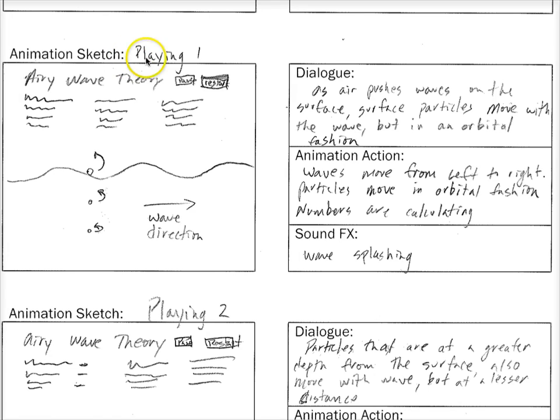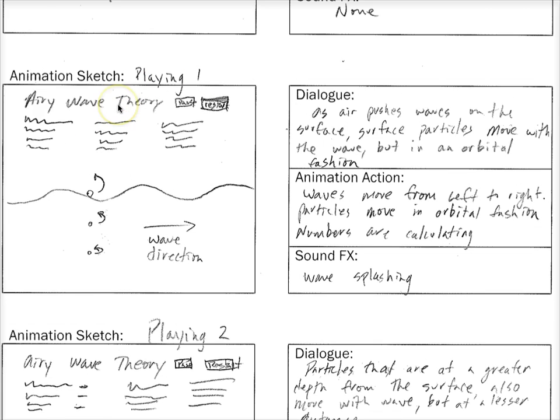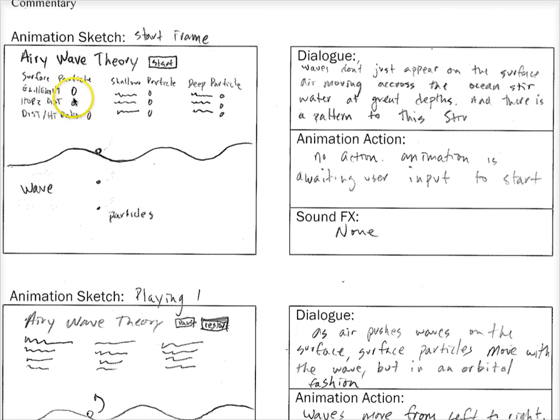I've labeled this one playing one. I've got the title up here, and you can see on the first frame I put greater detail into what all these texts will be. Here is ellipse height, horizontal distance, and distance to height ratio. In explaining Airy wave theory, all these three numbers are going to be important. And these numbers are going to update as it's going to be dynamic. And as we get into the tutorials about dynamic text, then you'll see more of that.